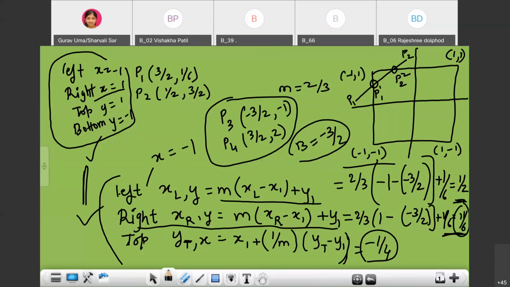And in the next session, we will see the Cohen-Sutherland line clipping algorithm, which is based on this part only. We will be seeing the Cohen-Sutherland line clipping algorithm in the next session.